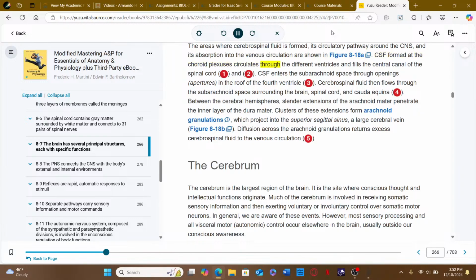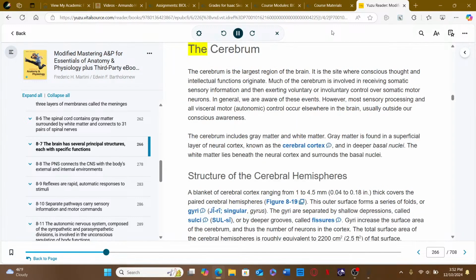CSF formed at the choroid plexus circulates through the different ventricles and fills the central canal of the spinal cord, and CSF enters the subarachnoid space through openings, apertures, in the roof of the fourth ventricle. Cerebrospinal fluid then flows through the subarachnoid space surrounding the brain, spinal cord, and cauda equina. Between the cerebral hemispheres, slender extensions of the arachnoid mater penetrate the inner layer of the dura mater. Clusters of these extensions form arachnoid granulations, which project into the superior sagittal sinus, a large cerebral vein, figure 8-18b. Diffusion across the arachnoid granulations returns excess cerebrospinal fluid to the venous circulation.